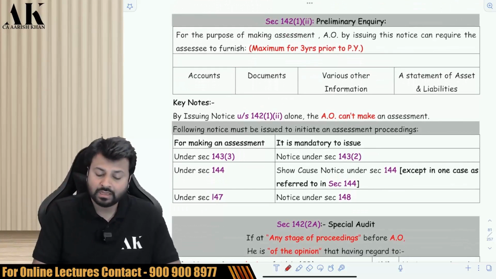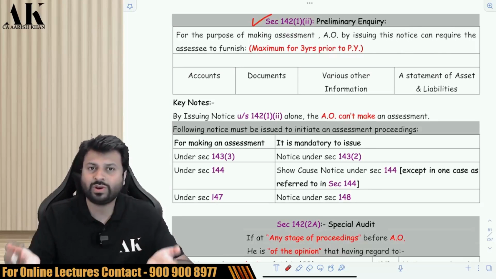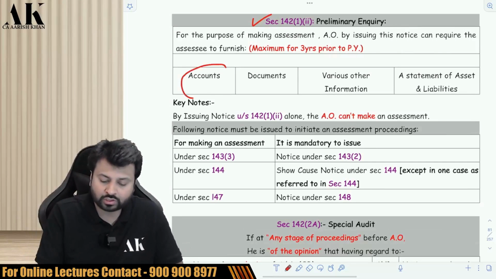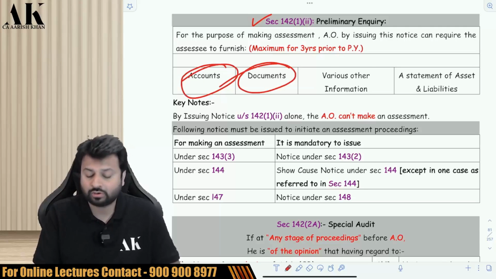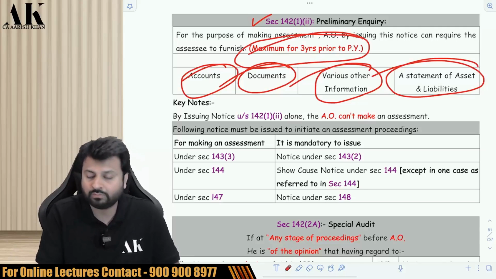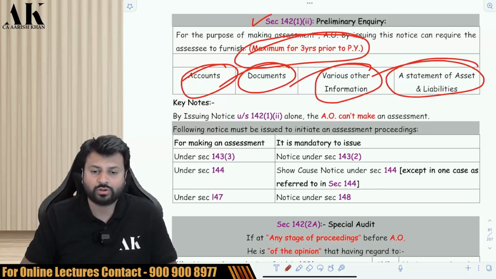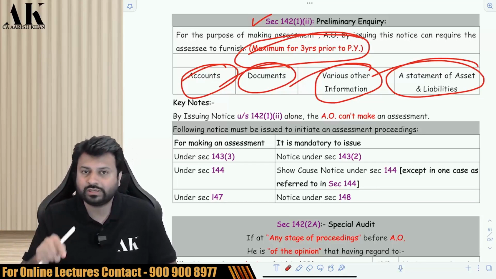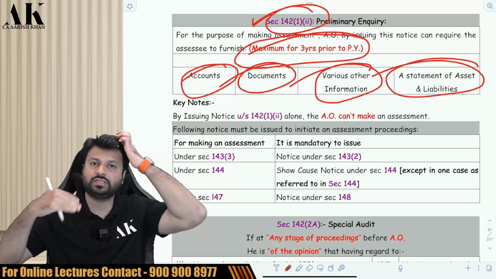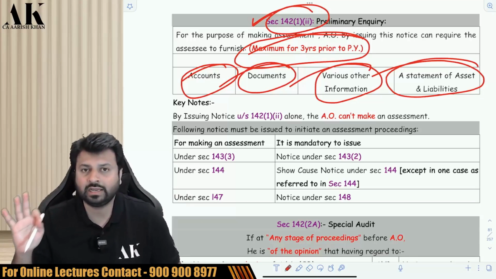Okay. Next, apart from this, the section also gives the power to the assessing officer to do some preliminary inquiries. Like he can call for your accounts, he can call for your documents, he can call for your other information, he can call for your statement of assets and liabilities not more than 3 years older. He can call for the last 3 years data. Now, with the help of this notice, can AO initiate assessment proceeding? No. This notice is just to have a preliminary inquiry.